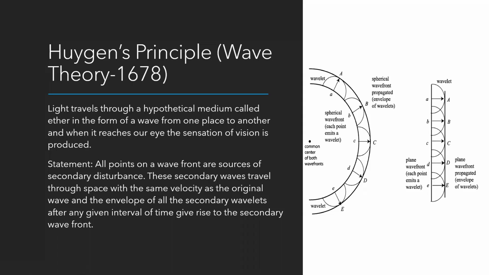So this concept of wavefront is used only by Christian Huygens in his wave theory. It's an abstract theory. Christian Huygens put forward the wave theory in 1678. And according to him, light travels through a hypothetical medium called ether.